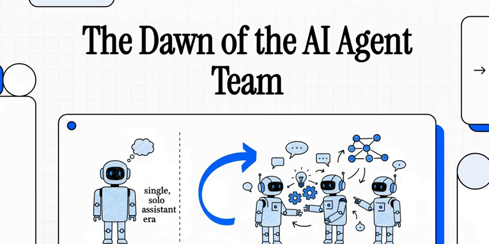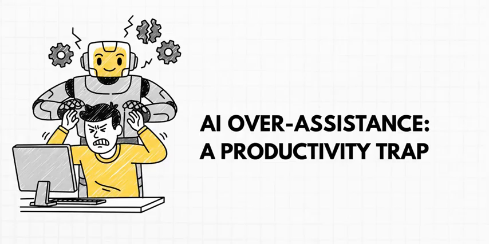There's this huge shift happening in how developers are building with AI. We're moving out of the era of the solo assistant and stepping right into the dawn of the collaborative AI agent team. So I'm going to start with a pretty bold statement here. Your current AI coding assistant, it might actually be holding you back.